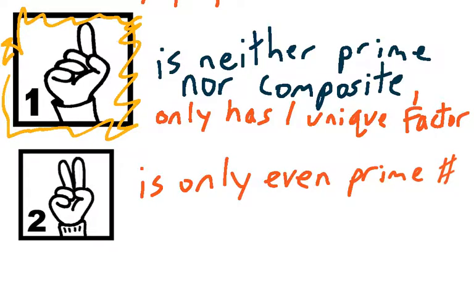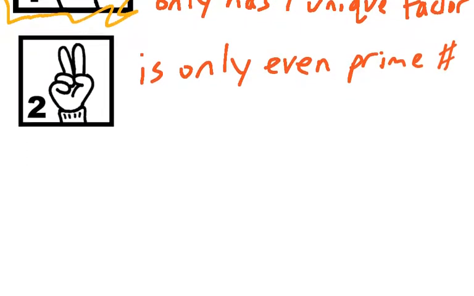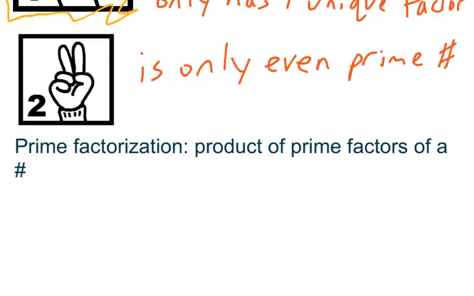All right, now that we've talked about primes, we can talk about prime factorization, which is just writing a number with all of its prime numbers multiplied by each other. So it's just a product of the prime factors of a number. Let's go over a couple of steps on how to remember how to do the prime factorization.